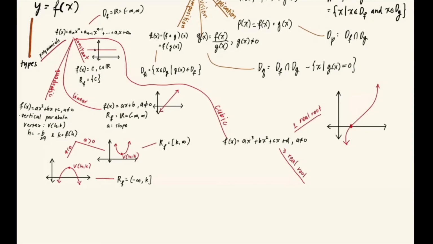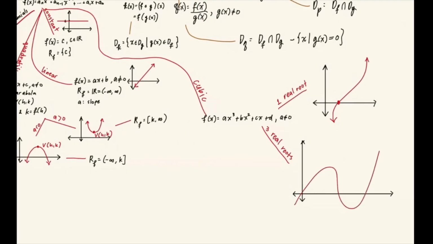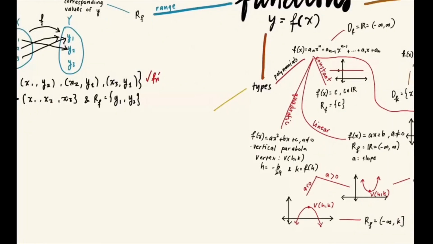If you have three real roots, then the function must cross the x-axis 3 times. So this is an example of a cubic function that crosses the x-axis 3 times. Okay, so that's it for polynomial functions.